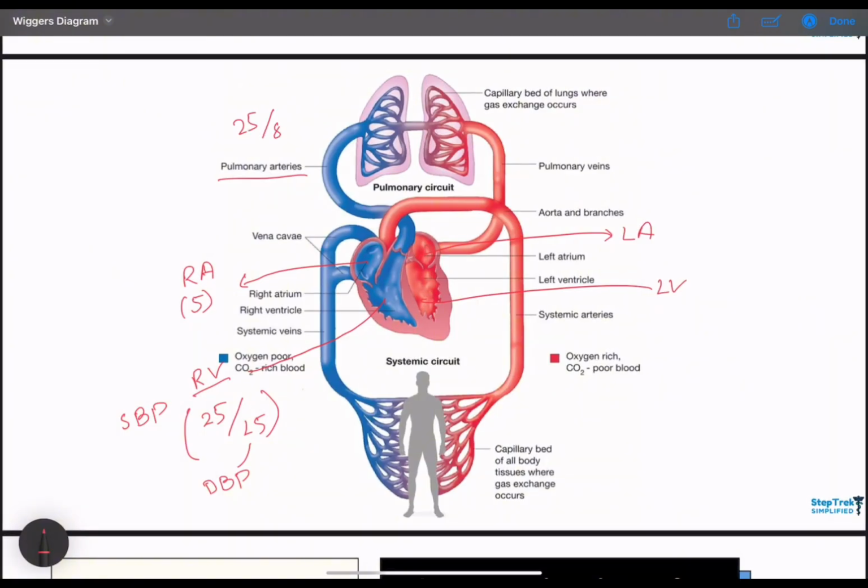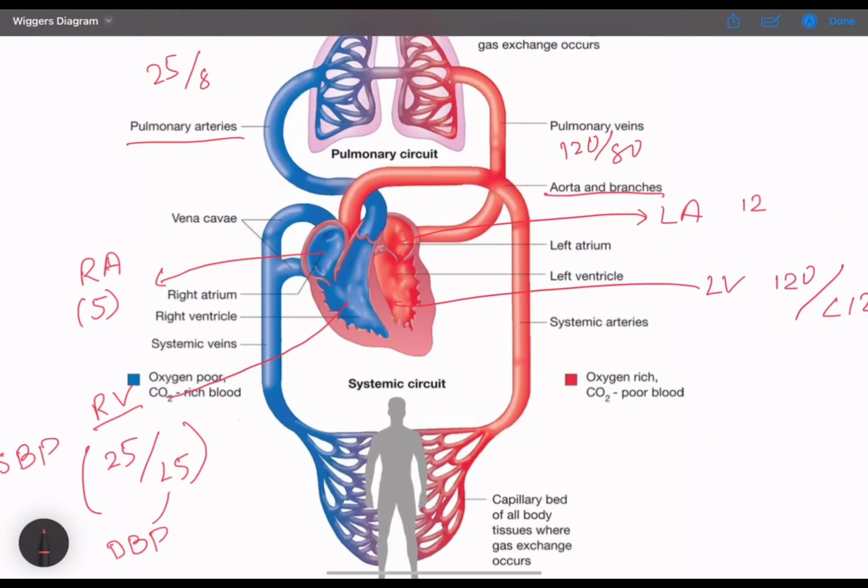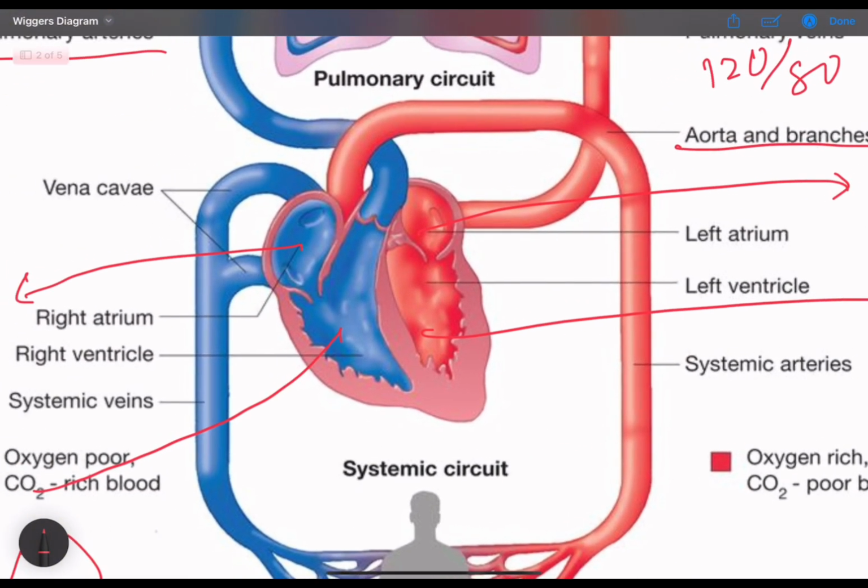Same goes to left atrium. We have a pressure of 12 mm of Hg. Left ventricle has a pressure of 120 over less than 12, and the pressure within the aorta is 120 over 80. What happens is that each of these chambers are separated by different valves. The right atrium is separated from right ventricle by a tricuspid valve. The left atrium is separated from left ventricle by mitral valve.